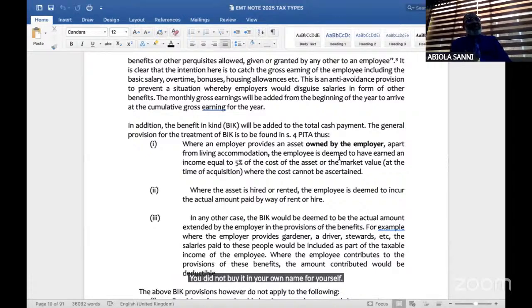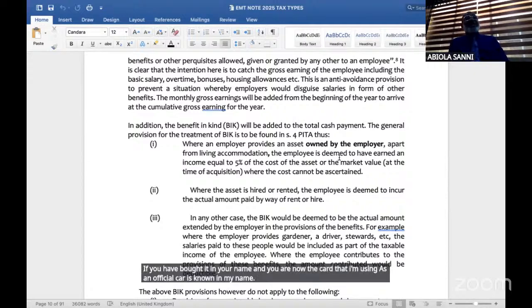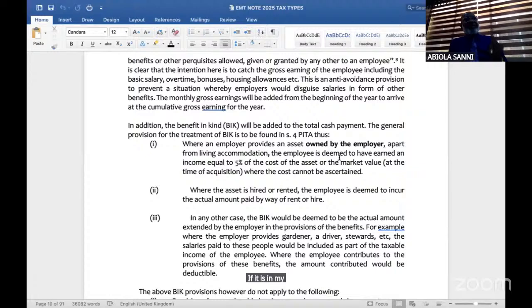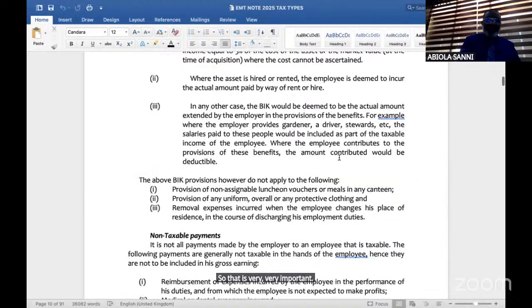If you have bought it in your name, and now the car that I'm using as an official car is not in my name. If it is in my name, the entire amount will be taxable in my hands. So that is very, very important, and I want you to keep it in mind.